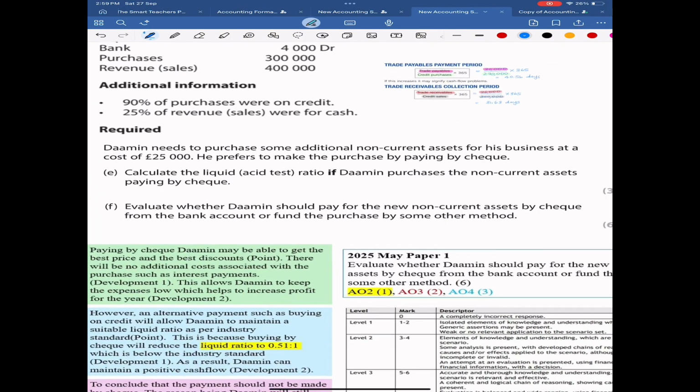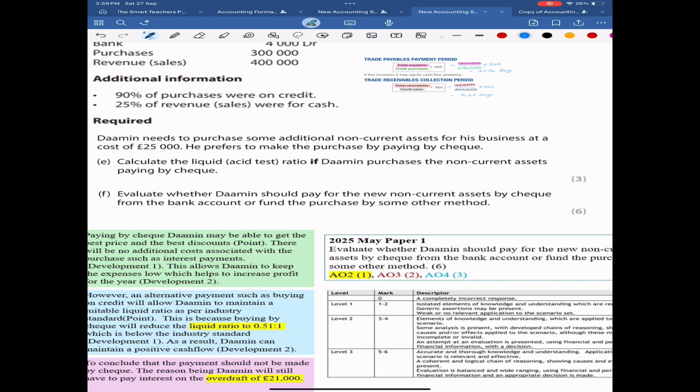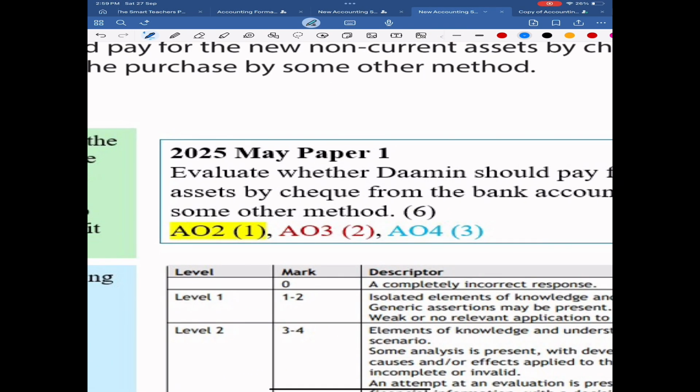F. Evaluate whether Damin should pay for the new non-current assets by cheque from the bank account or fund the purchase by some other method. Remember, the level descriptor is used in order to award marks for the student's response. AO2 application 1 mark, AO3 analysis 2 marks, AO4 evaluation 3 marks.